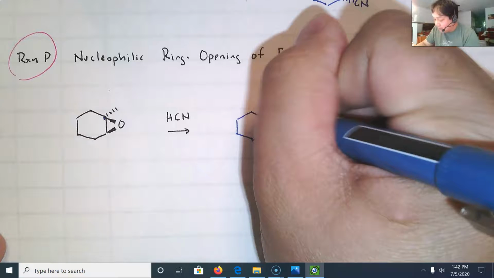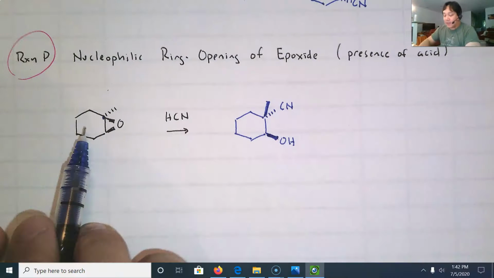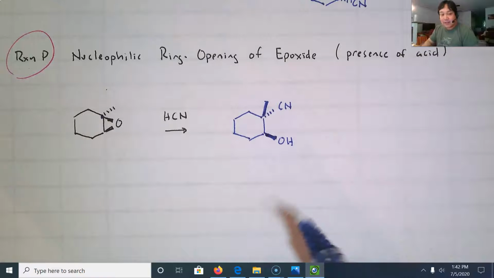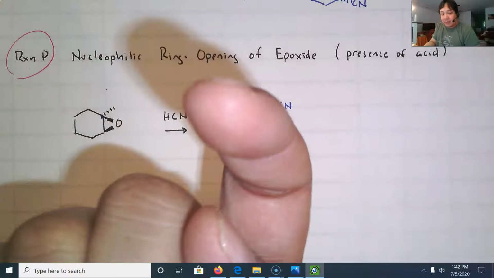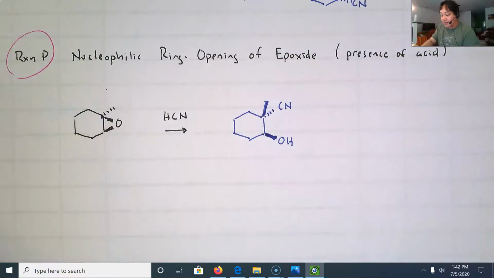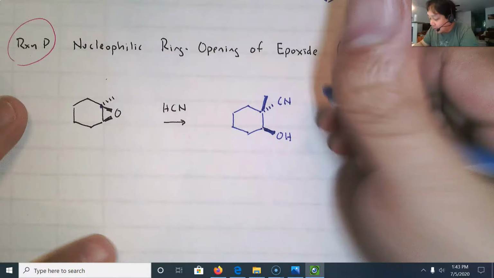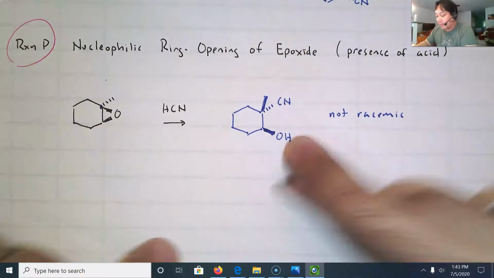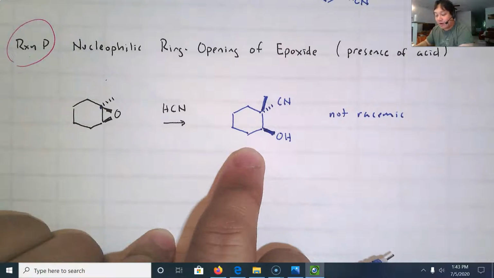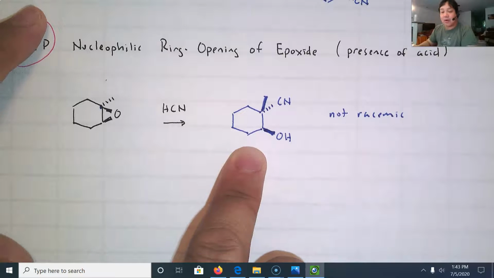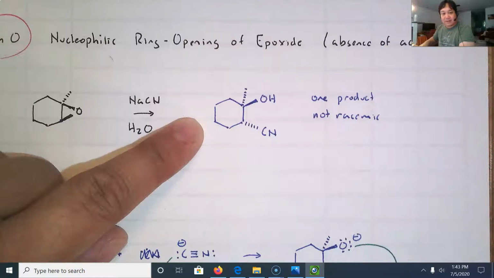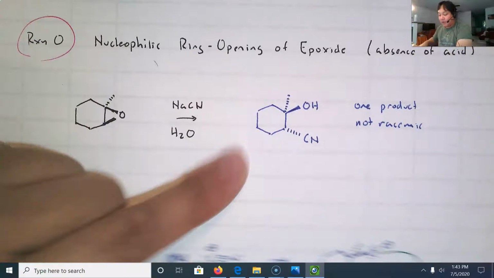What happens to the methyl group? The methyl group got pushed to the front when the CN, think of it as coming from underneath the table. And as the nucleophile comes from underneath the table, it pushes this methyl group forward. Okay. Again, this is not racemic. You only get one product. If you've been taking notes, compare this product to the product from the previous reaction. Look where the OH is. Look where the CN is. Right? There's the first product from reaction O. And then we have the product from reaction P.